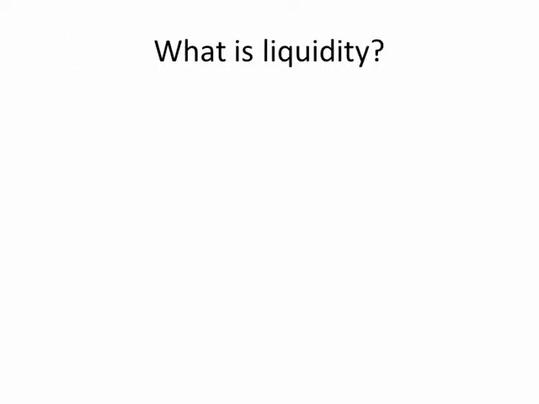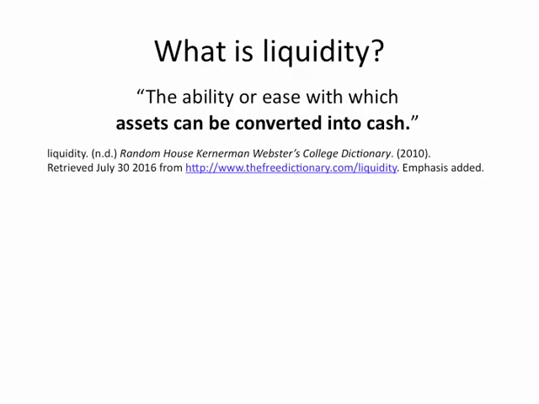So what is liquidity? Liquidity is the ability or ease with which assets can be converted into cash. So if your company has assets, your company has stuff that's worth something, how quickly, how easily could you convert some of that stuff back into cash? The quality of being able to be converted back into cash quickly and easily is called liquidity. Those are liquid assets. On the other hand, if you're stuck with an asset and you can't convert it into cash quickly or easily, those assets are called illiquid.